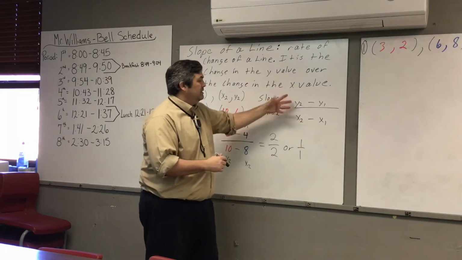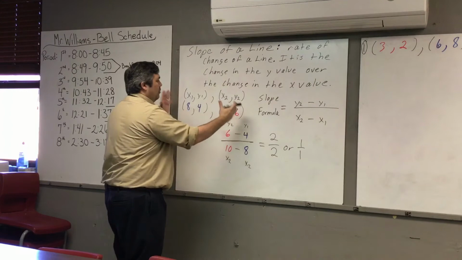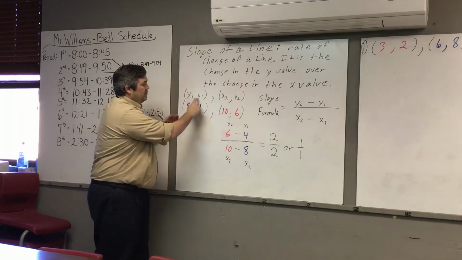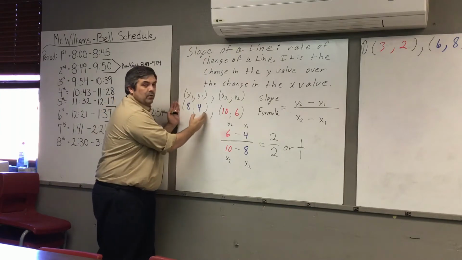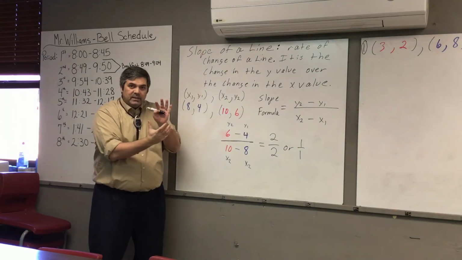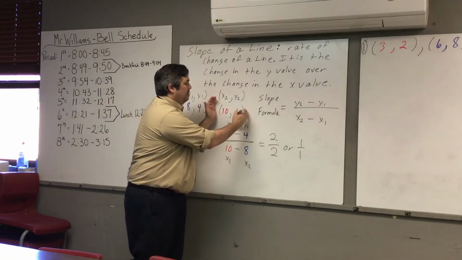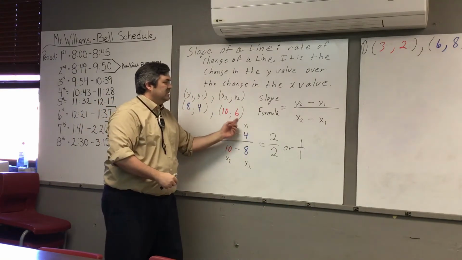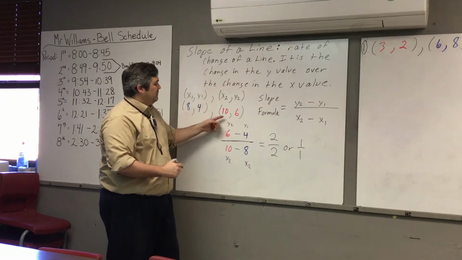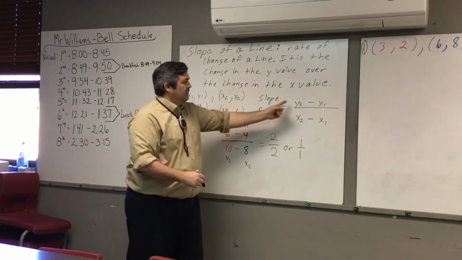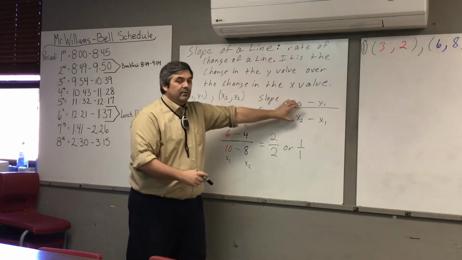Okay, so what does this mean? Well, if we're looking at ordered pairs here, we have x1, y1. They're saying this group of ordered pairs is together. 8, 4. And then this group of ordered pair, x2, y2, 10, 6. And what they do is they put this 10 in for x2, and this 6 in for y2. They go together.